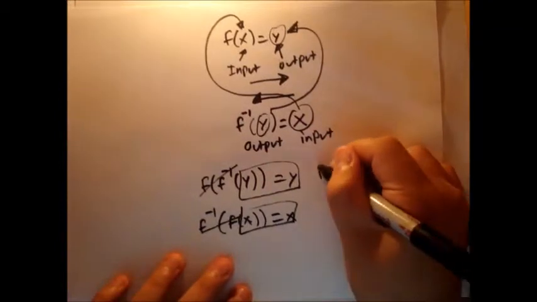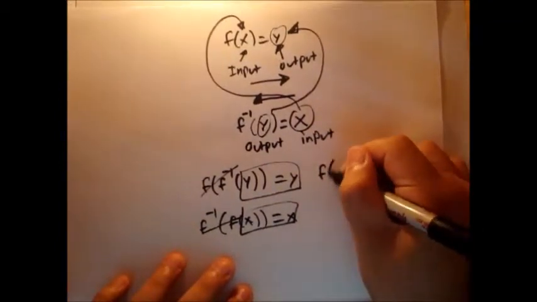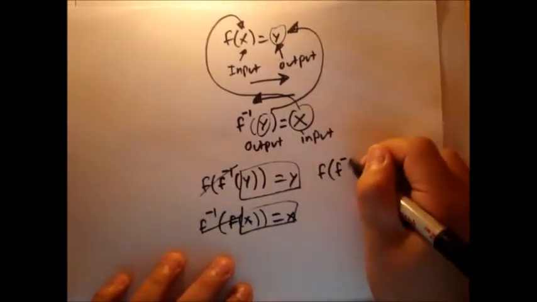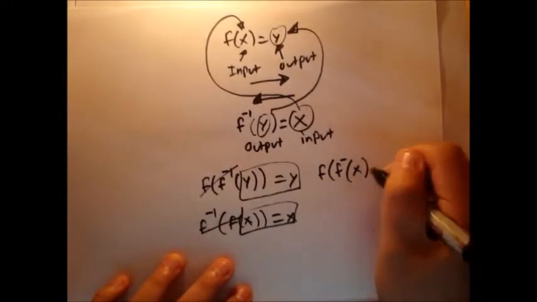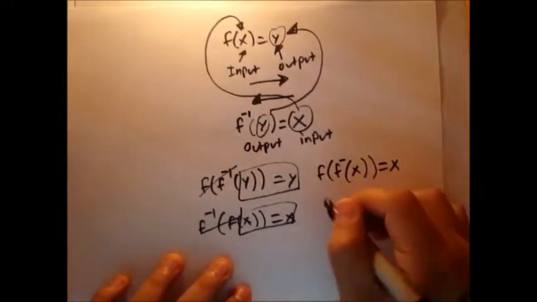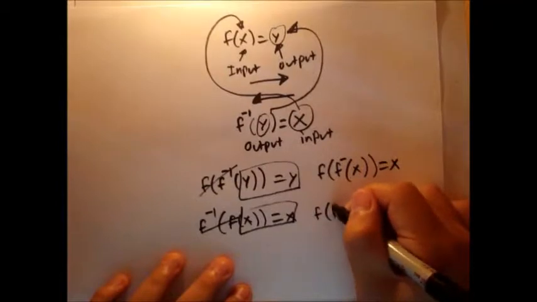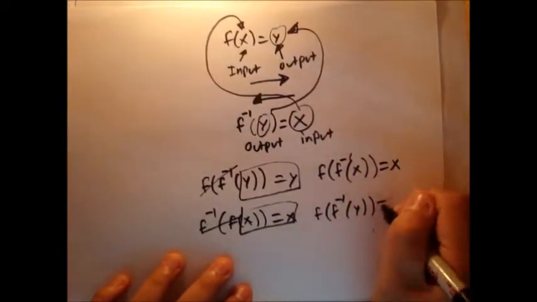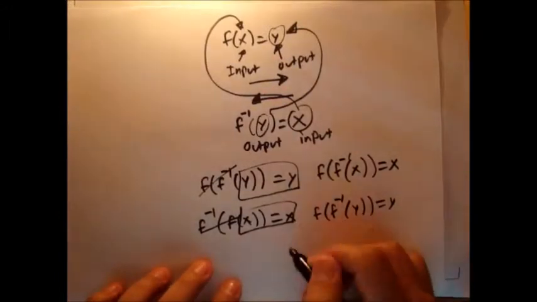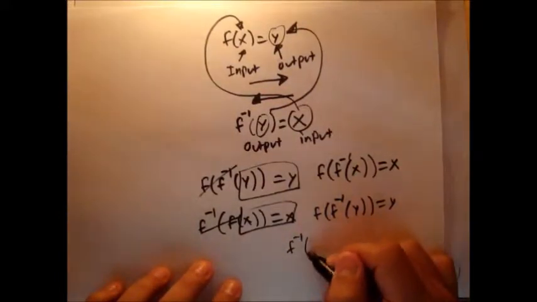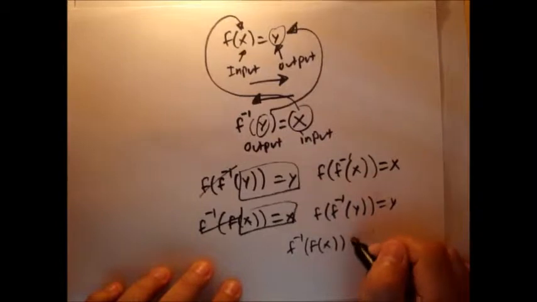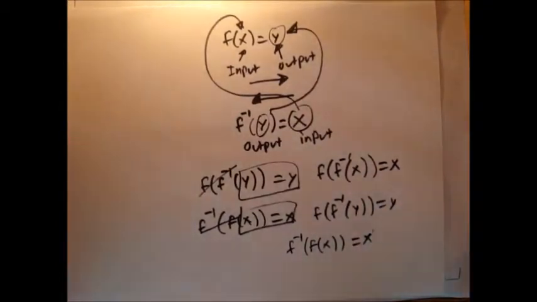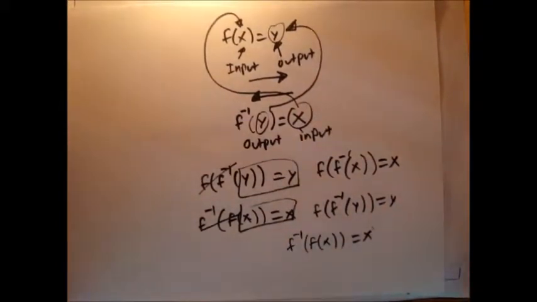In other words, the following notation is true. Whatever I put in here, for example, I can put an x, you'll get an x out. I can put a y, and you'll get a y out. Same thing the other way around. These are, in a way, composite functions. So, once we took that into account, let's actually do something with it.